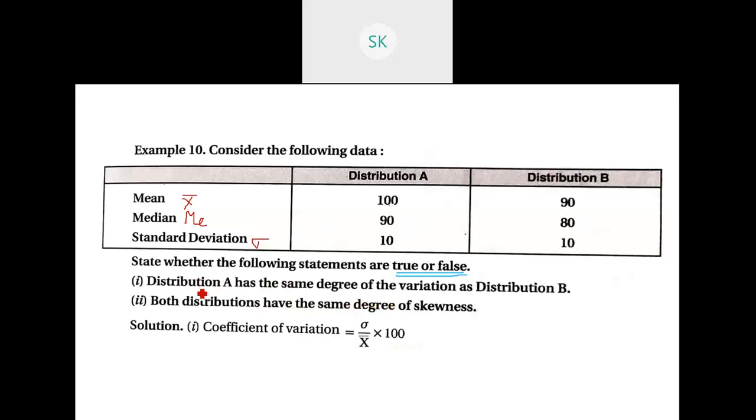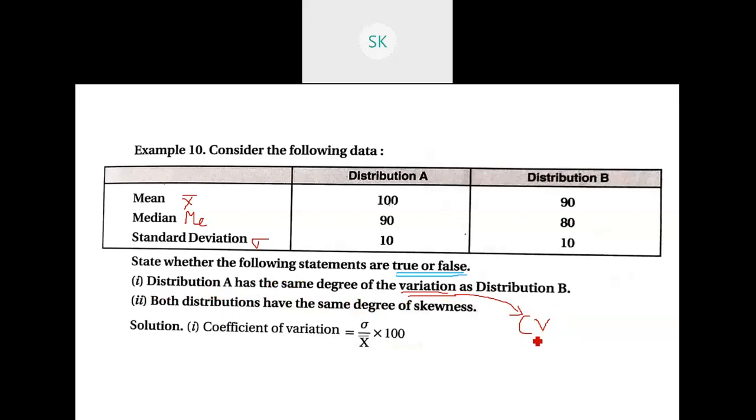So the first statement is distribution A has same degree of variation as distribution B. When it comes to the word variation, you are supposed to find out CV. If you remember measures of dispersion, we have solved enough problems there. Variation, uniform, then consistency, all these words will relate to coefficient of variation. So for the first statement, distribution A has same degree of variation as distribution B.